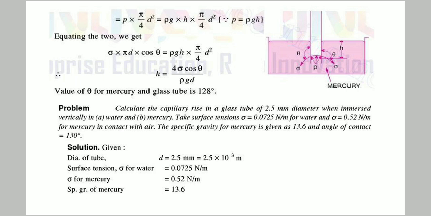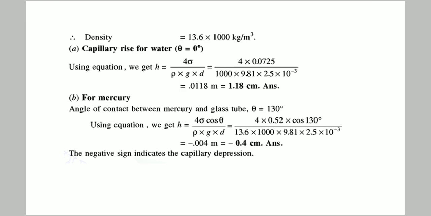and specific gravity of mercury is known, 13.6. Density is also not given, so from the specific gravity we can obtain the density by multiplying with the density of water. Now capillary rise of water. For water theta is 0, and using the equation which we saw earlier, h is equal to 4 sigma by rho g d, and for sigma we have to substitute the value for water, and rho of water into gravity into the diameter. So we get the answer.